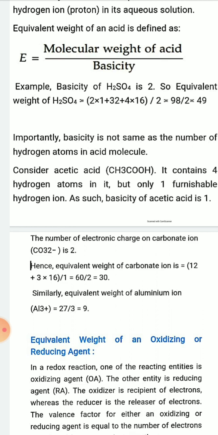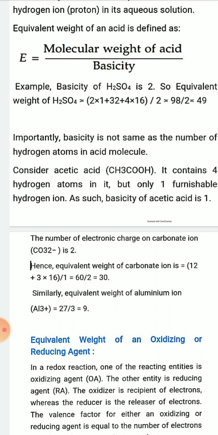Similarly, phosphorus acid, H3PO3, not phosphoric, it is phosphorus acid H3PO3. In phosphorus acid there are a total of 3 hydrogen atoms, but the basicity of phosphorus acid is 2, because phosphorus acid can produce only 2 hydrogen ions. So the equivalent weight of phosphorus acid is equal to molecular weight of phosphorus acid divided by 2, not divided by 3.